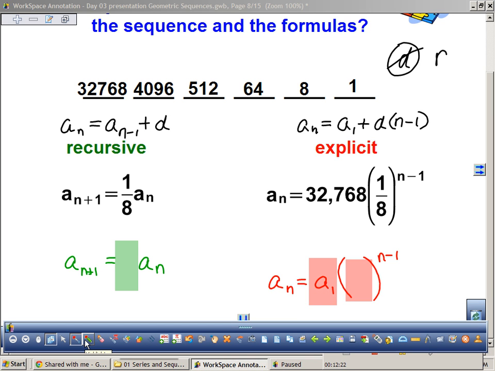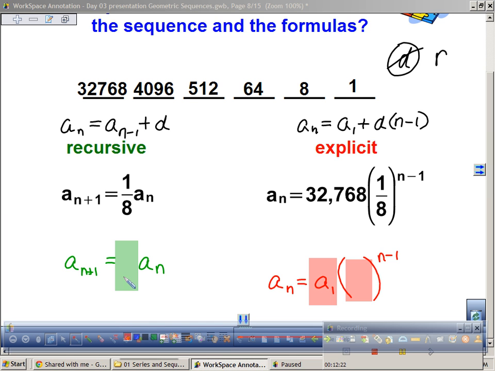Okay. So I only have 2 more pieces. Remember I told you a sub 1 is only in which one of these formulas? Only in explicit. So could I possibly have a sub 1 over here? No. What's the only other piece of information I've been giving you? r.